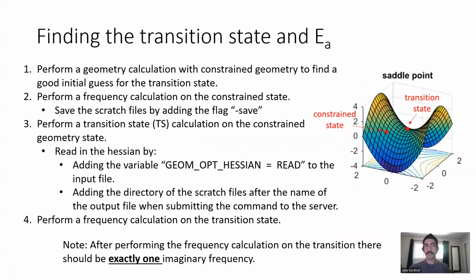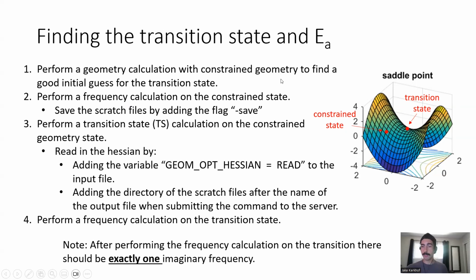So in order to find a transition state, you first start out with a constrained state. So you constrain the geometry of your molecules such that you're close to the transition state of the transformation. And this constrained state will be somewhere close to the transition state on the saddle point, but won't necessarily be exactly on the transition state. The point of this constrained state is just to get as close as possible to the transition state, such that the transition state optimization calculation that you perform with Q-Chem is as close to this point as possible.